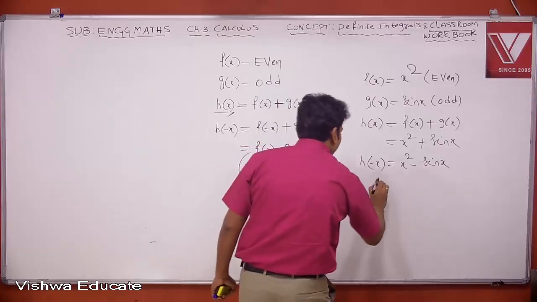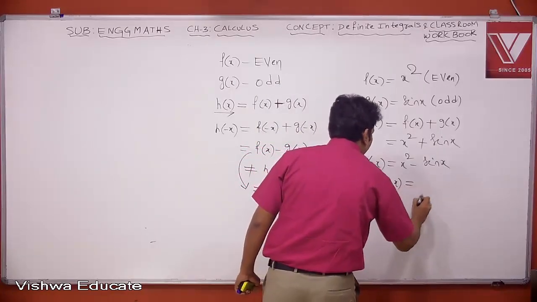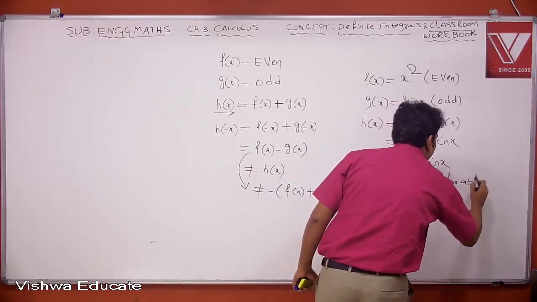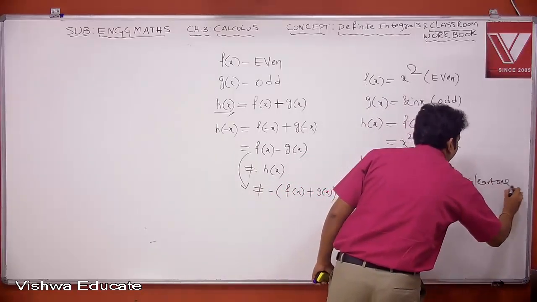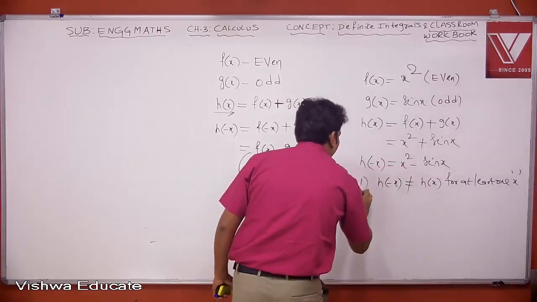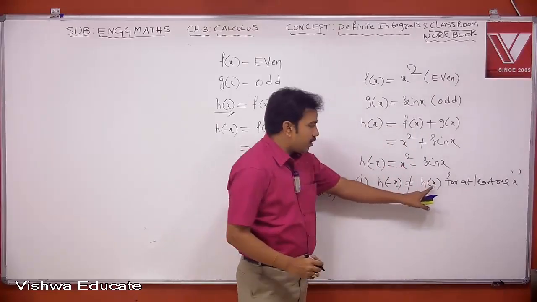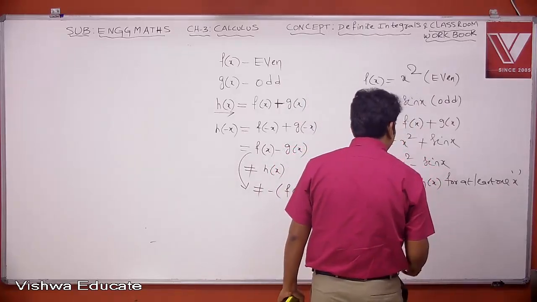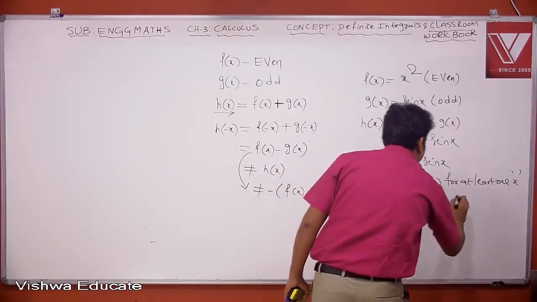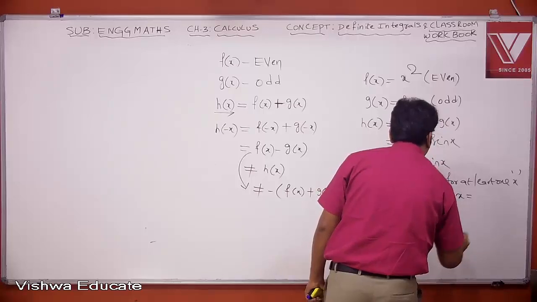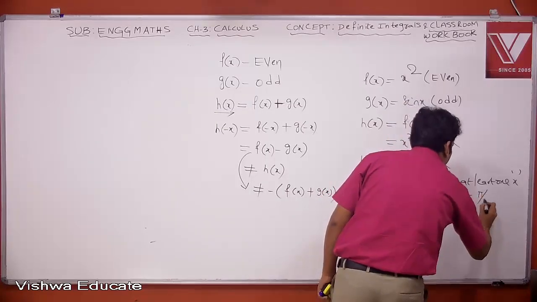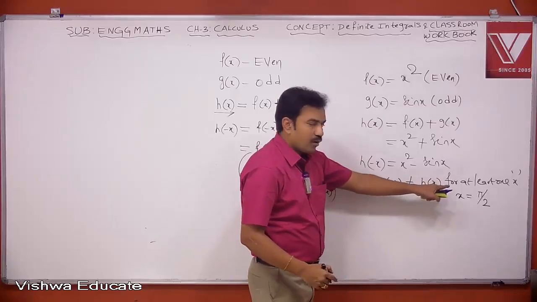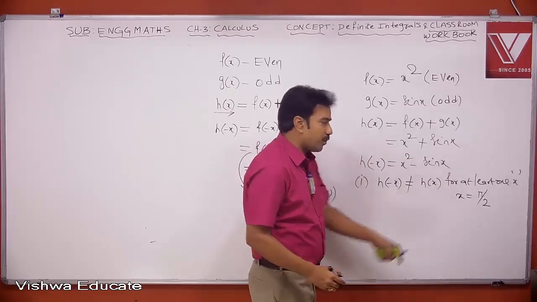Now what I want to say is, here h of minus x is not equal to h of x for at least one x. This is point number 1. I can even tell you the x value. For example, you can take x as pi by 2. h of minus x is not equal to h of x for at least one value of x.